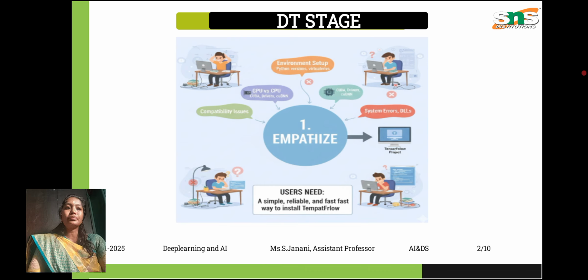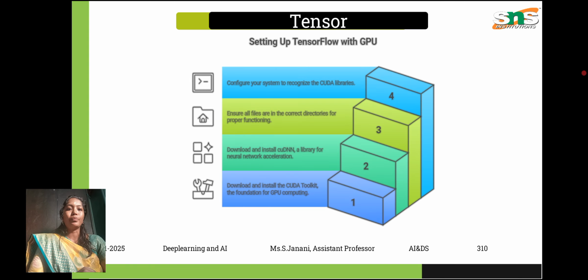Next, in this process, we can set up TensorFlow for GPU. This allows machine learning models to run much faster by using the system's GPU, the graphics processing unit, instead of the CPU. GPU support is especially important for deep learning tasks such as image recognition, video processing, and neural networks, where a large amount of data is processed in parallel.